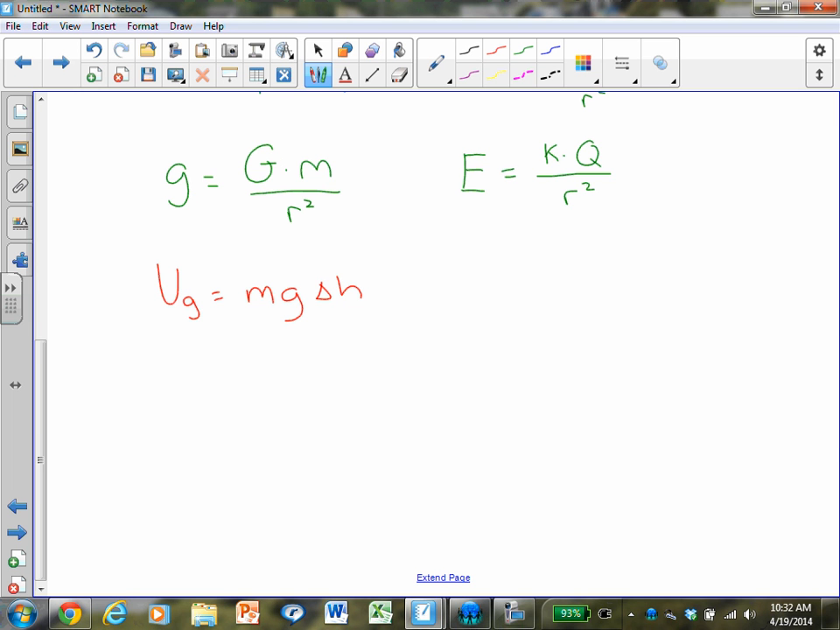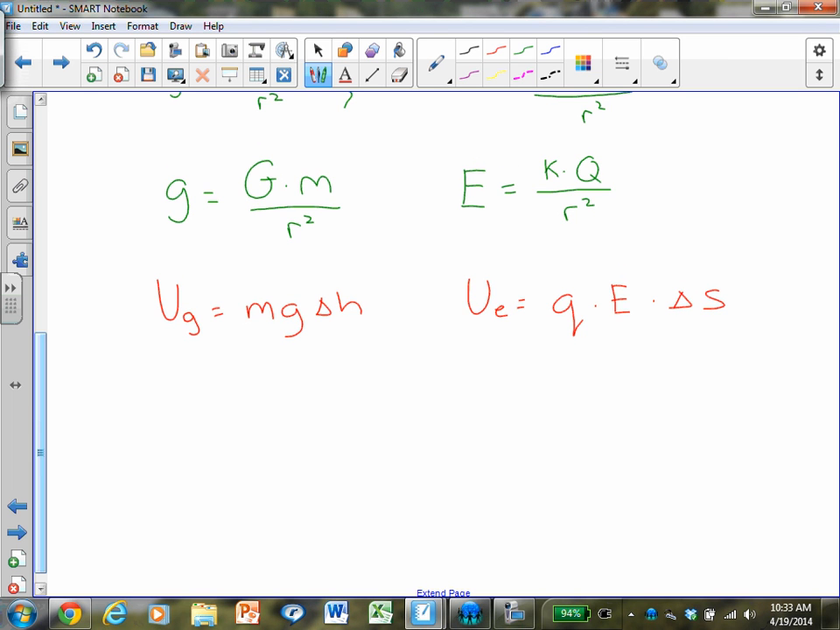And U electric ended up as charge times electrical field times delta S. Now, if we wanted to define something similar to the voltage for gravitational field, we call it the liftage. And the liftage would be Ug over the mass. Where for the electric, it's the voltage, where it's UE over the charge.